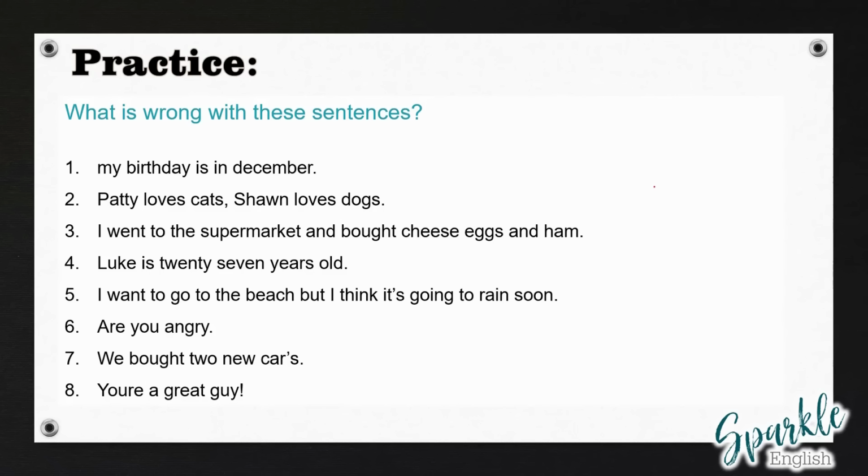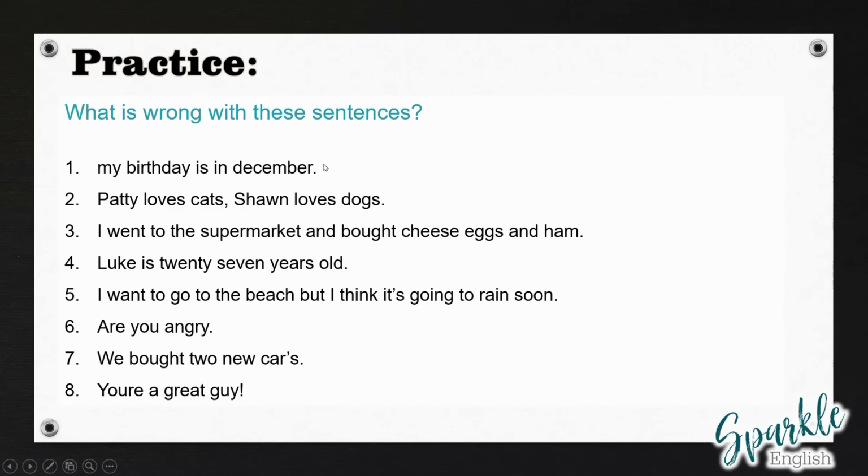Number 1, my birthday is in December. Number 2, Patty loves cats. Sean loves dogs. Number 3, I went to the supermarket and bought cheese, eggs, and ham. Number 4, Luke is 27 years old. Number 5, I want to go to the beach, but I think it's going to rain soon. Number 6, are you angry? Number 7, we bought 2 new cars. Number 8, you're a great guy. Okay, so let's go through these and correct them together.